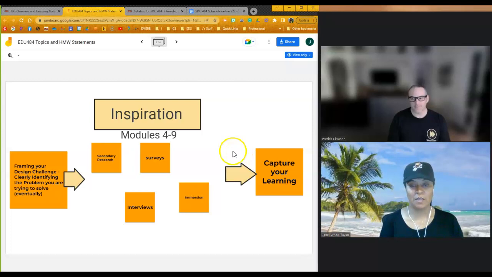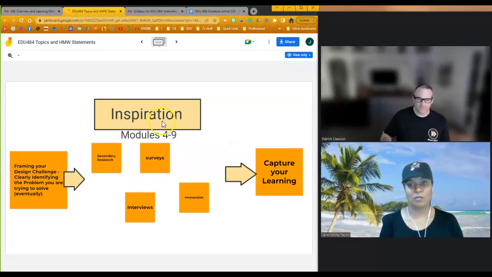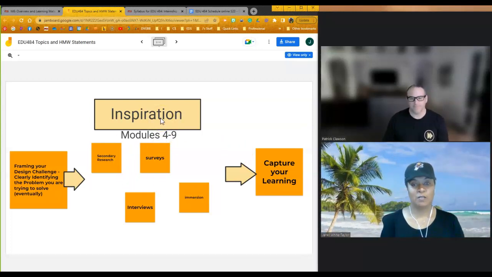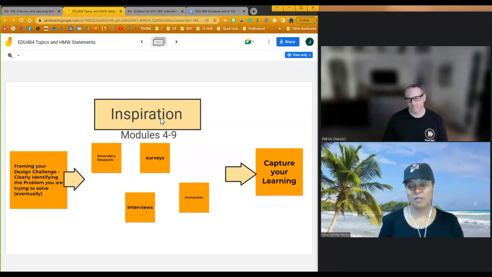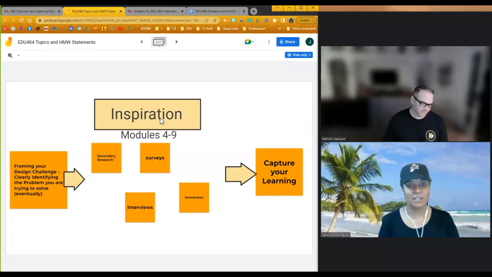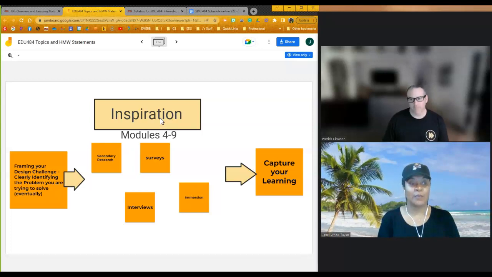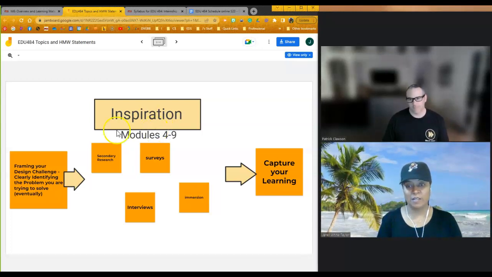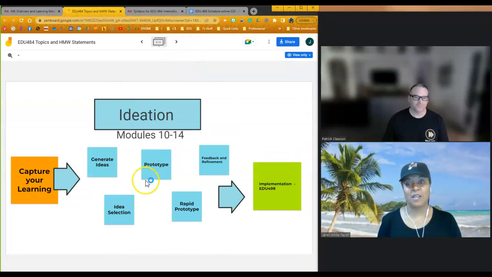The one thing that you're doing in this first phase is you're looking at inspiration. I think a lot of times we think in secondary research, we have it all planned out. In surveys and interviews, we have a solid idea. But at this point, you're looking to be inspired by what is out there that you can possibly look at. So again, inspiration, then after we capture our learning, we see what's there, then we can dive into ideation.